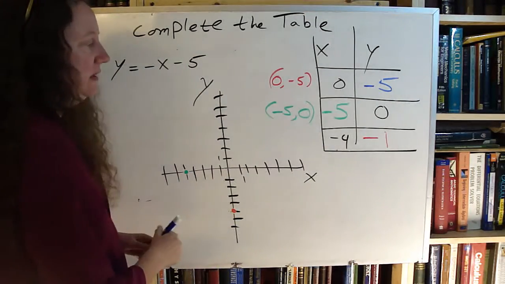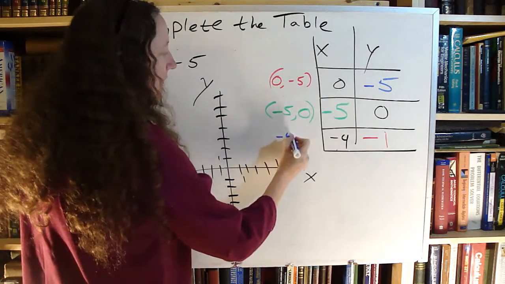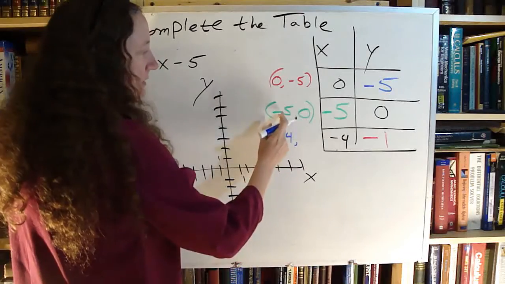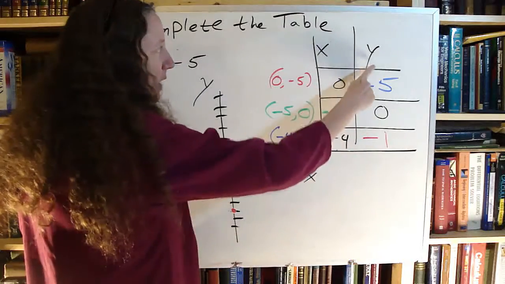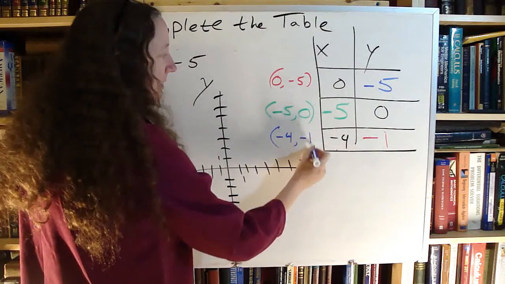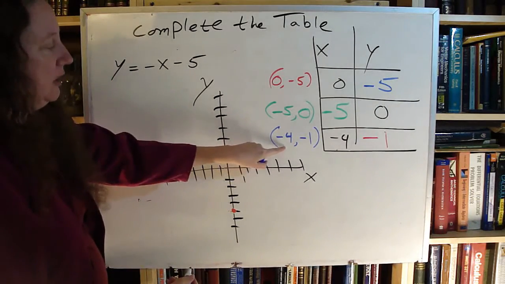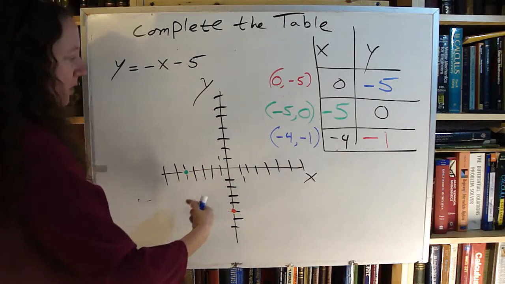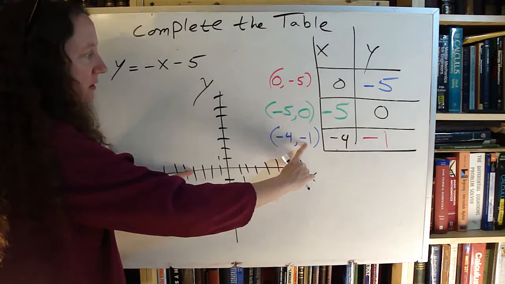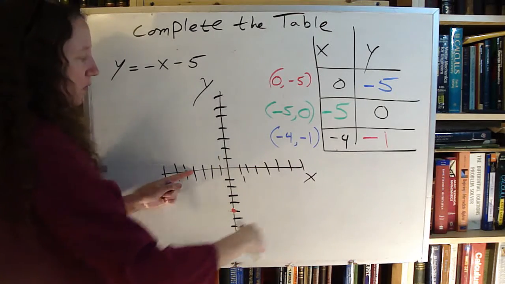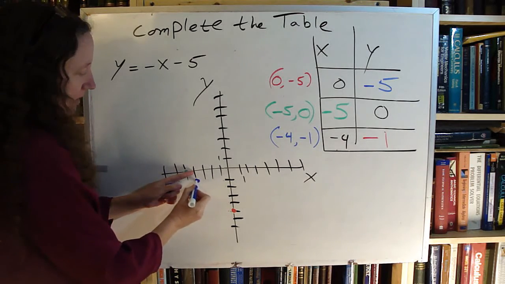And then the last point down here, the -4 is in the x space, so -4 goes in front of the comma, just like I've done with the others. -1 is in the y space, so that goes after the comma. So now in my x direction, I count back 4. 1, 2, 3, 4. In my y direction, I count down 1. And that puts it right about here.